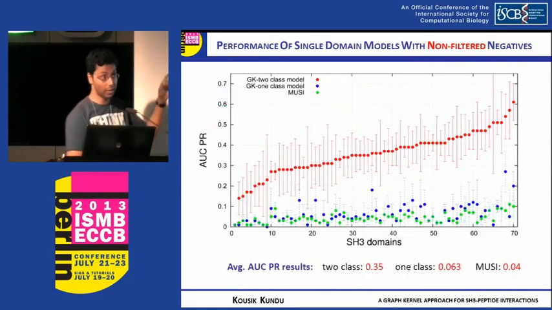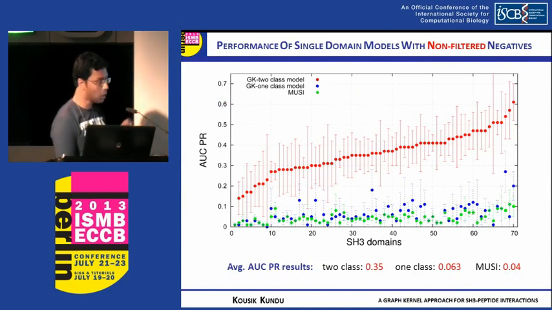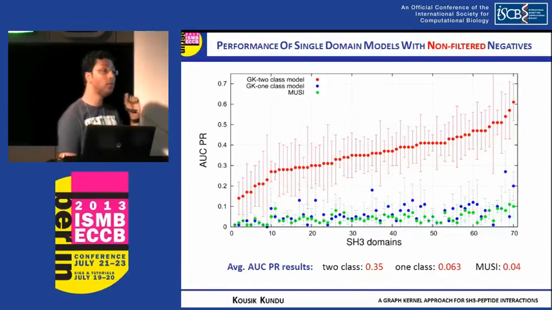Even though the data is unbalanced, of course, that is because there is a lot of false negative data. So here, the blue one is our graph kernel approach with a single class. We use the graph kernel approach only using the positive interaction. We ignore the negative interaction.